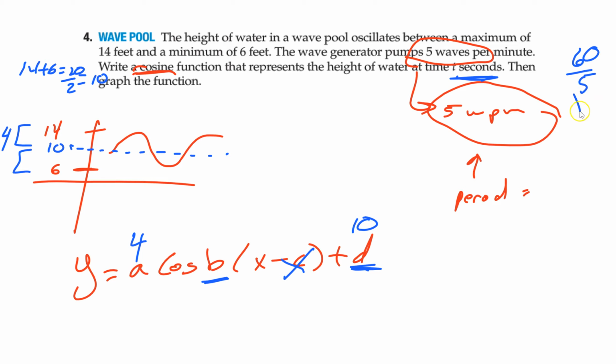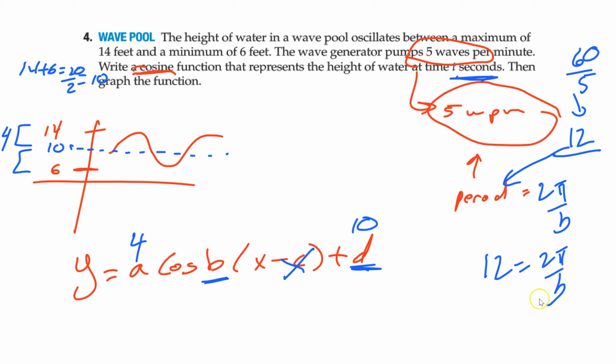Divide that by 5, and you get 12 for the period, right? So it does 5 rotations in a minute. So 60 seconds divided by 5, it takes 12 seconds to do a rotation. You're like, okay, that's my B, 12. No, it's not. Remember, it's a little tougher than that. Period's 2 pi over b. So let's put the 12 in for the period. 12 equals 2 pi over b. Let's solve, cross multiply.